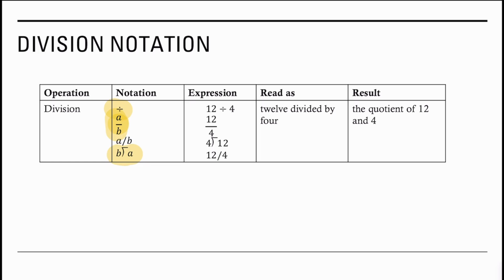And the way that we can represent this can be seen here. We've got the different expressions, and these all mean the same thing and can be read as 12 divided by 4. Importantly, the result of a division is called a quotient. So we say the result of 12 and 4 would be the quotient of 12 and 4.